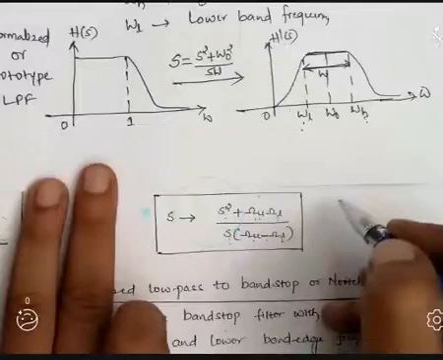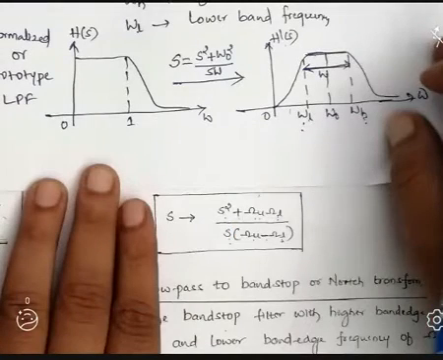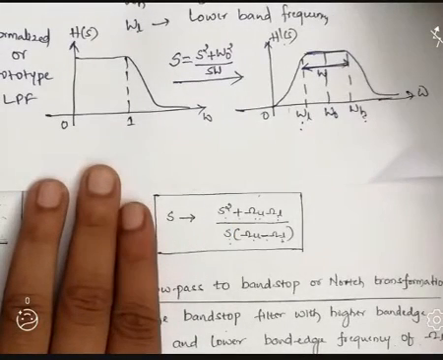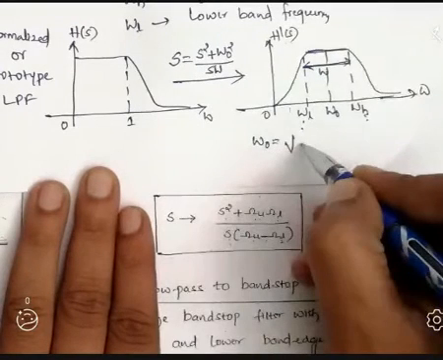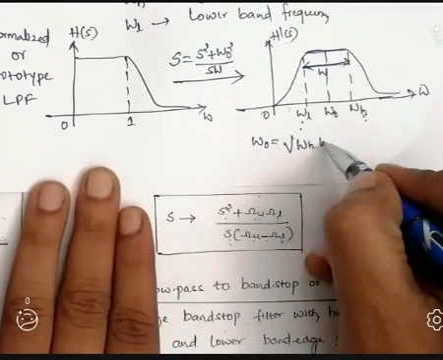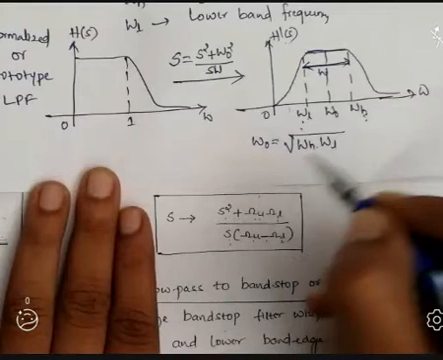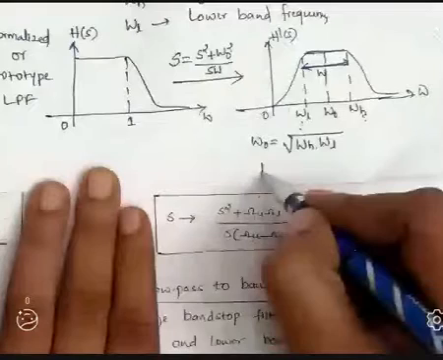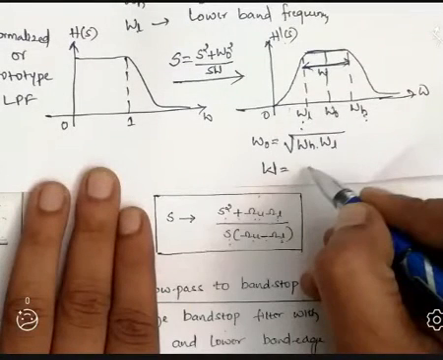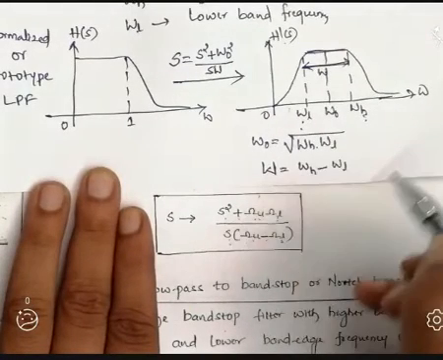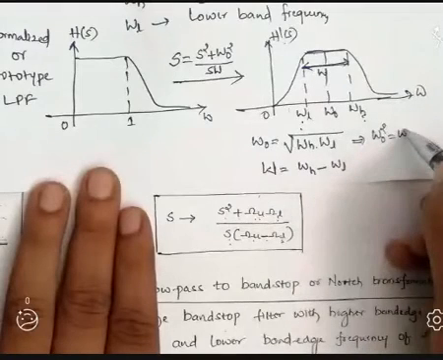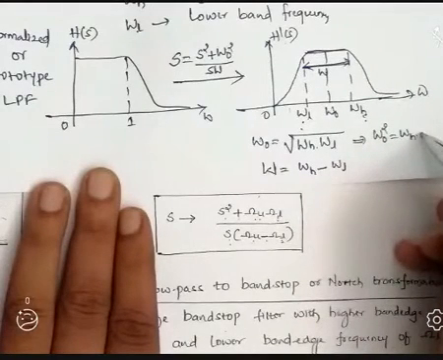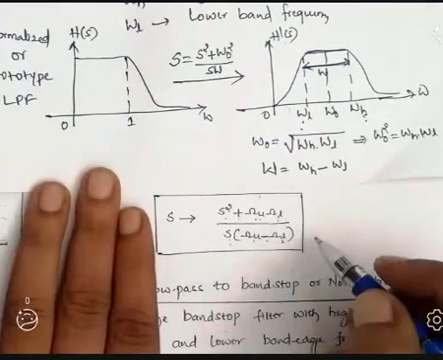See here, I will write omega naught is equal to square root of omega h multiplied by omega l. Similarly, w is equal to higher band frequency minus lower band frequency. Now, if you take the square on both sides, omega naught square equals what? Omega h into omega l. Okay, same thing I have written here.